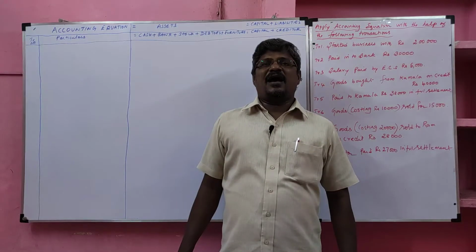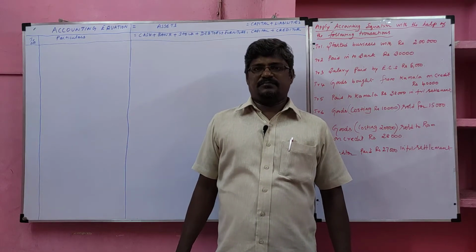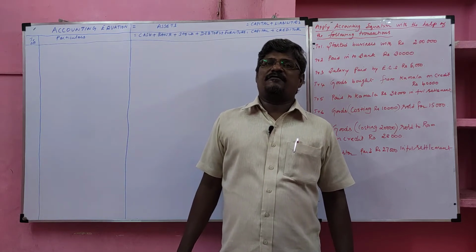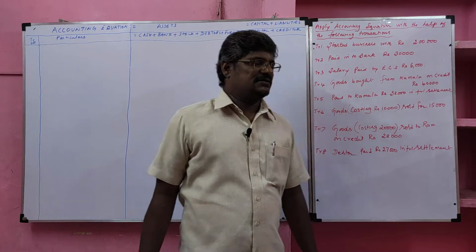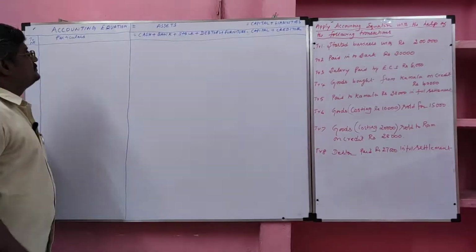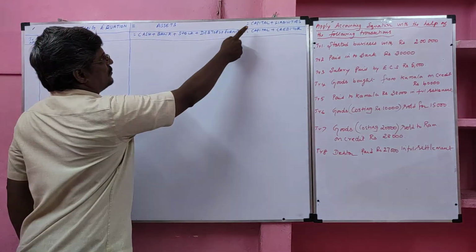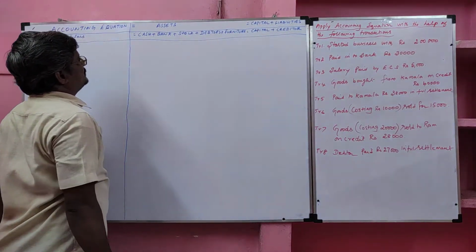Today we are going to learn accounting equation problem 2. Before learning about the problem, we'll discuss the format of accounting equation. Look at the format. Accounting equation: assets equal to capital plus liabilities.